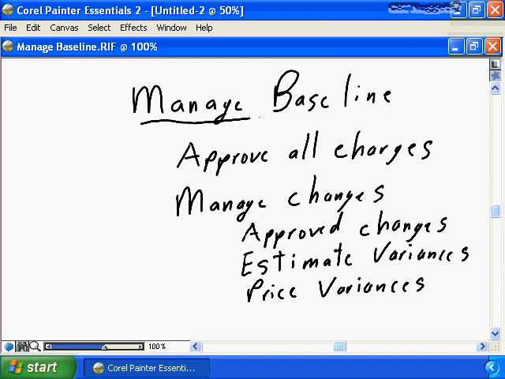Managing the baseline is all about ensuring that all of the charges appropriate to your project are charged to your project, and more importantly, that only the charges that are appropriate to your project are charged to your project. Approve all charges. I've had more than one instance in my career of delivering projects where I've had charges, some small, some large, charged to my project that had absolutely nothing to do with my project, simply because of coding errors, simply because of accounting errors.